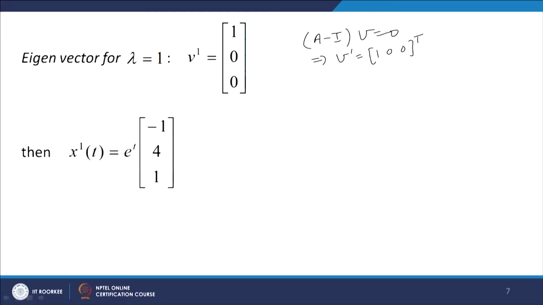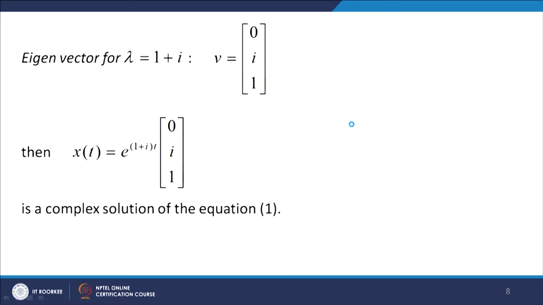So, the eigenvector for lambda equal to 1 we can find by solving (A minus I) v equal to 0. Then it turns out that the eigenvector is the column vector (1 0 0), which we can write as the row vector (1 0 0) transpose. So, here x1(t) is equal to e to the power t times (1 0 0). So, this is one solution we have got. Now, for lambda equal to 1 plus i, we have to solve (A minus (1 plus i) I) times v equal to 0. So, what do you get?